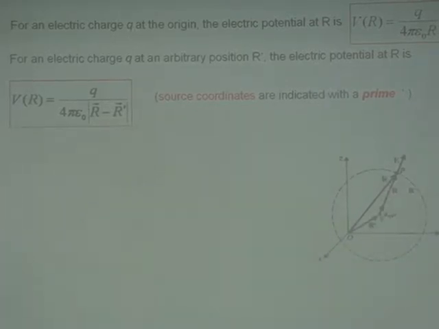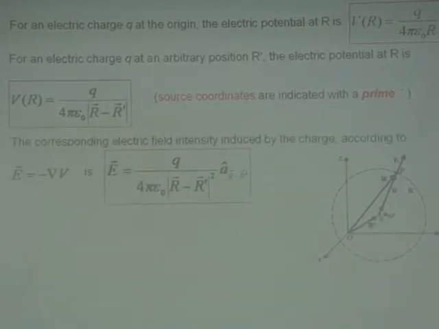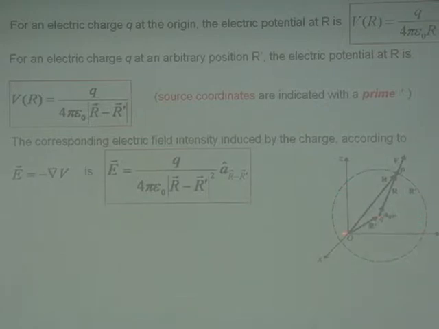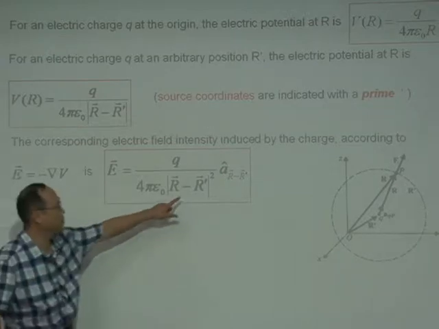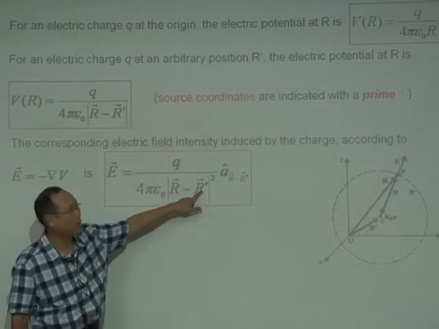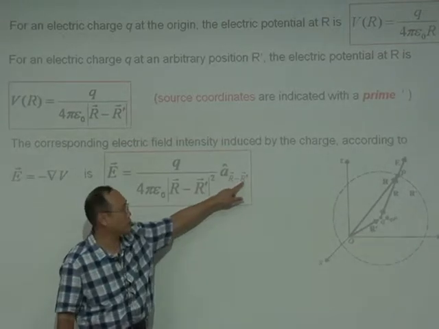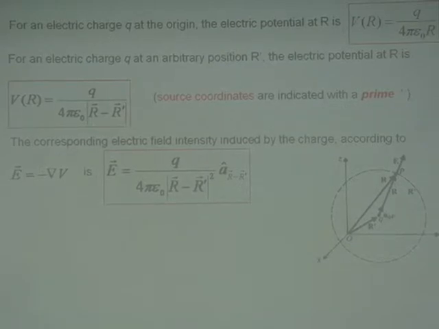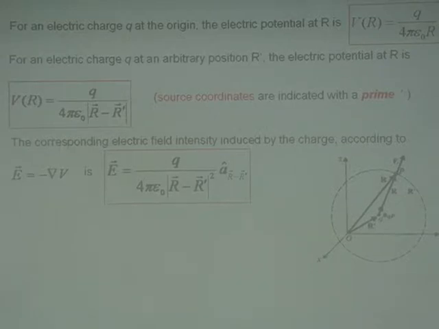The same thing. If I want to describe the electric field, well, I can take the minus gradient of this electric potential to get my electric field. And same thing, if this charge is not at the origin, then I have to write my electric field given by this expression. So everything is referenced to the source. The unit vector is also referenced to the source. So you have to get used to this kind of vector expression. No problem.